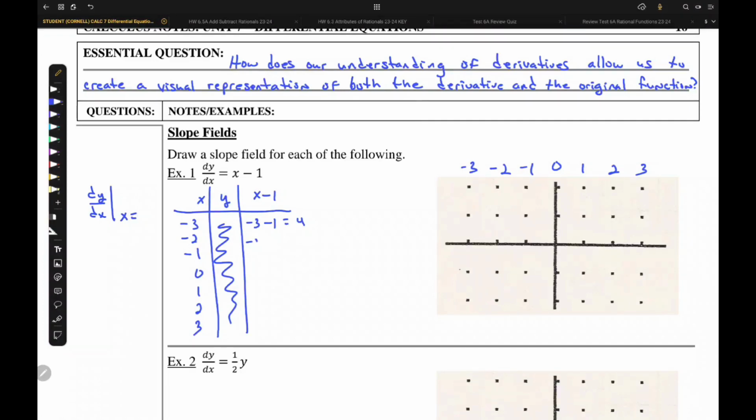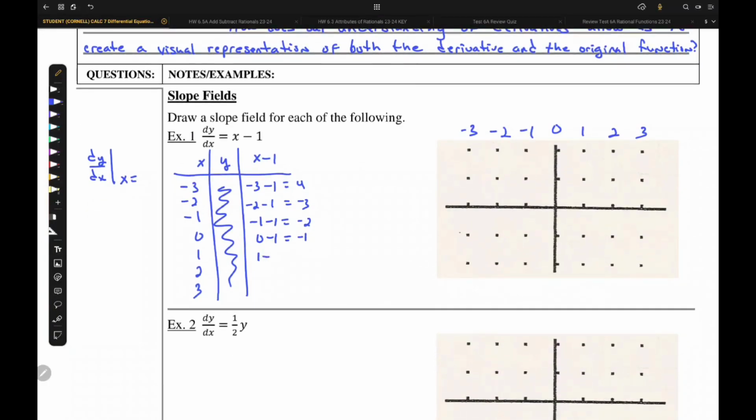And we're going to do this all the way down. We're going to substitute -2 in for my x value and get -3. -1 minus 1 is -2. 0 minus 1 is -1. 1 minus 1 is 0. And 2 minus 1 is 1. 3 minus 1 is 2. So these values that we found, this is the rate of change at each one of these x values, right? We just found the rate of change.